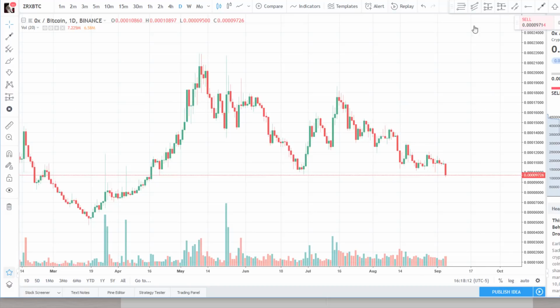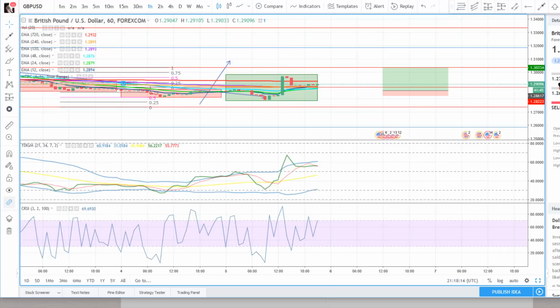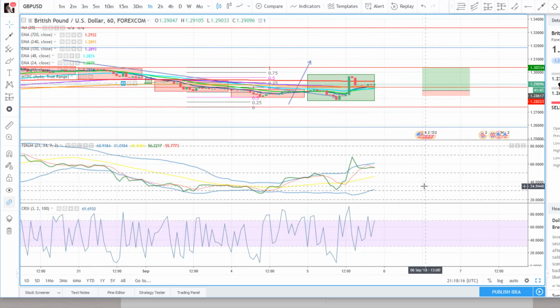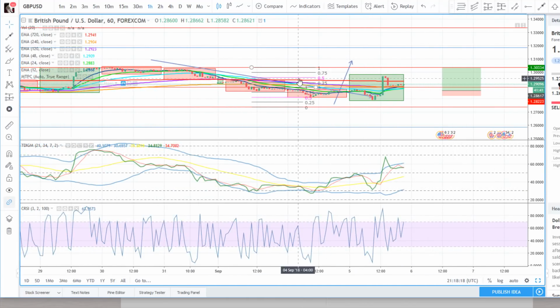You'll notice if we go to my chart here, I have moving averages. I have the MTPC, which actually, the true range is one of the most powerful indicators you can have because it shows you the day trading. So this green here. And then I have the TDI and then the CRSI. Those are the only indicators I have.